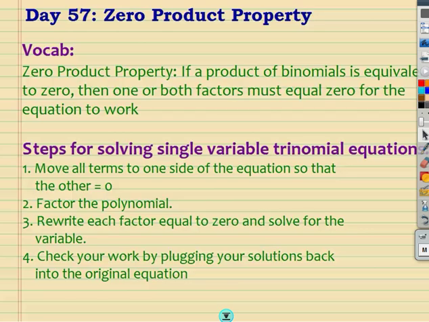Here are our steps for solving single variable trinomial quadratic equations. We will move all the terms to one side of the equation so that the other side is equal to 0. We will factor the polynomial, rewrite each factor equal to 0, and solve for the variable. Check your work by plugging your solution back into the original equation.